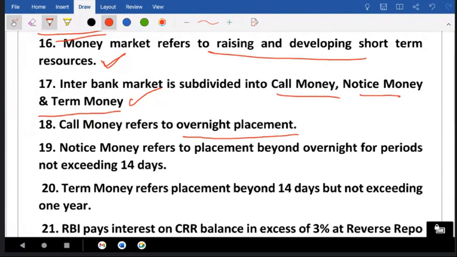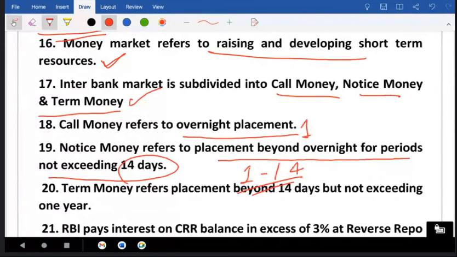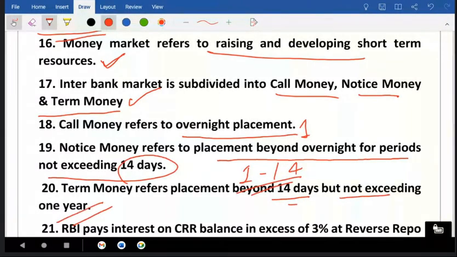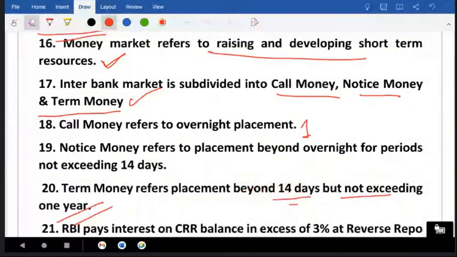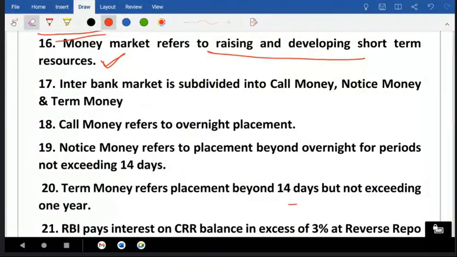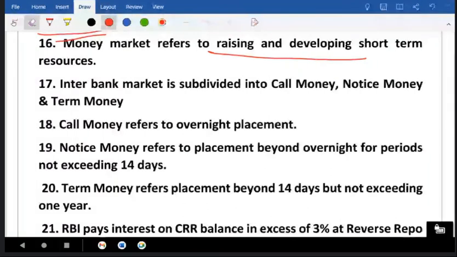If you are borrowing money, placement beyond overnight for a period not exceeding 14 days, that is called notice money, and 1 day is called call money. Term money refers to placement beyond 14 days but not exceeding 1 year. I'll repeat once again: call money is only for 1 day, notice money is 1 day to 14 days, and term money is more than 14 days but less than 1 year.